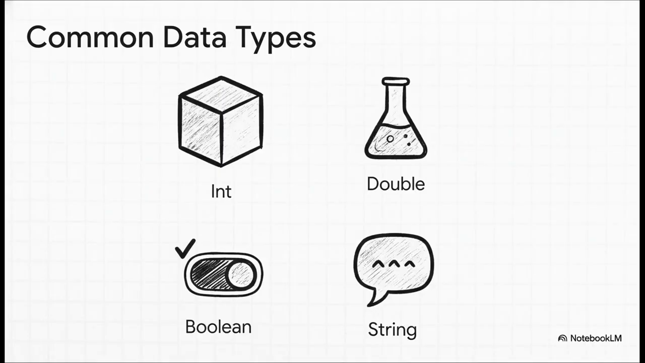Okay, let's talk about the basic flavors of data you'll be using. You've got your whole numbers, which we call int, your decimal numbers, or double. Then you have your simple Boolean for true or false, and of course, string for any kind of text. But here's the really cool part about Kotlin. You usually don't even have to tell it what type you're using. It's smart enough to just look at the data and go, oh, that's a number, or yep, that's text. It's called type inference, and it saves you a ton of typing.